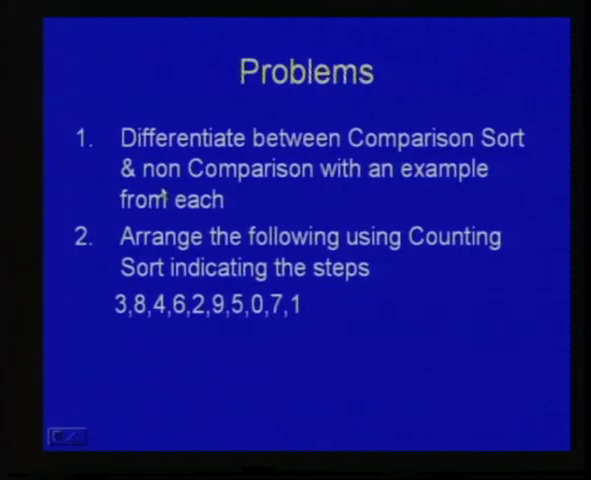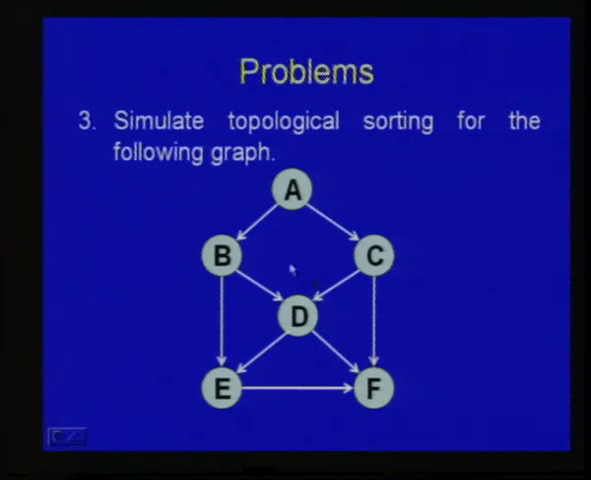Now, I want you to do the following problems to understand. I want you to differentiate between comparison sort and non-comparison sort with an example from each, and then arrange this particular array using counting sort. Obviously, this should go from 0 to 10, and then you have to do the work. I want you to simulate topological sorting for the following graph. Remember, there is no one topological sorting answer, it need not be unique. Suppose you have 2 nodes with no incoming edges, it depends on which node you want to take. So, try this. This is what we have discussed in this lecture.